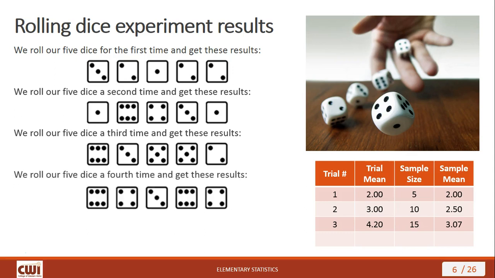We roll the dice a fourth time, and we get these results out: a 6, a 4, a 3, a 6, and a 4. So now, for this fourth trial, the mean value is 4.6, but if we take the sample size of 20, which is all 20 numbers that we've collected so far, the sample mean is now 3.45. So it looks like the values for the sample mean are approaching our expected value of 3.5.